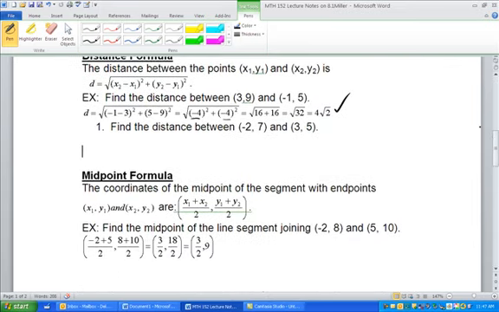Okay, so the first problem for you to attempt is to find the distance between -2, 7 and 3, 5. What I'd like for you to do is pause the recording and go ahead and figure out your answer. Once you have your answer, then restart it so you can check your work.